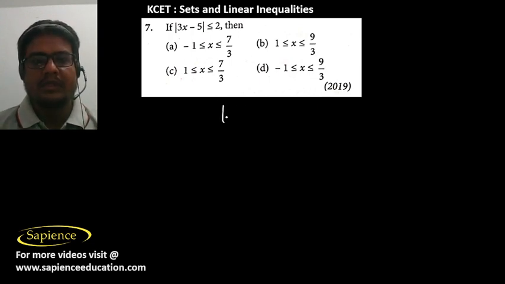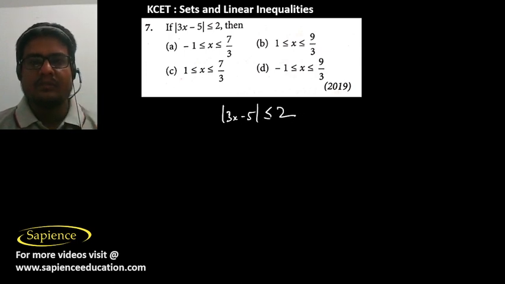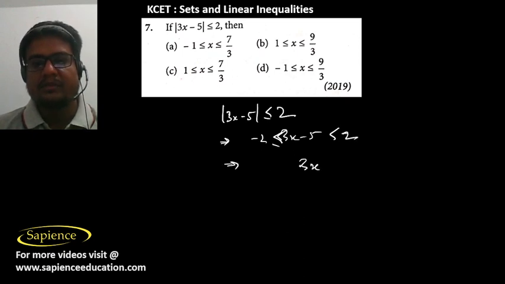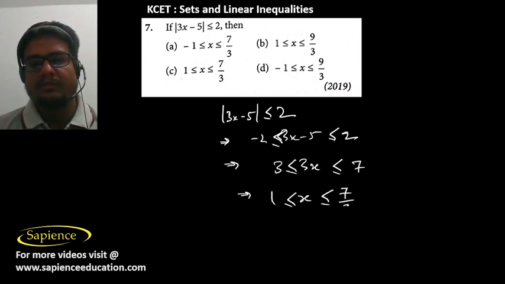Okay, then here we have to solve this inequality. It is told if mod of 3x minus 5 is less than or equal to 2, then we have to find the range of values of x. So this means 3x minus 5 is greater than or equal to minus 2 and less than or equal to 2. So 3x should be greater than or equal to 5 minus 2, that is 3, and less than or equal to 2 plus 5, that is 7. So x should be greater than or equal to 1 and less than or equal to 7 by 3. So x should go from 1 to 7 by 3. So option C is the correct answer.